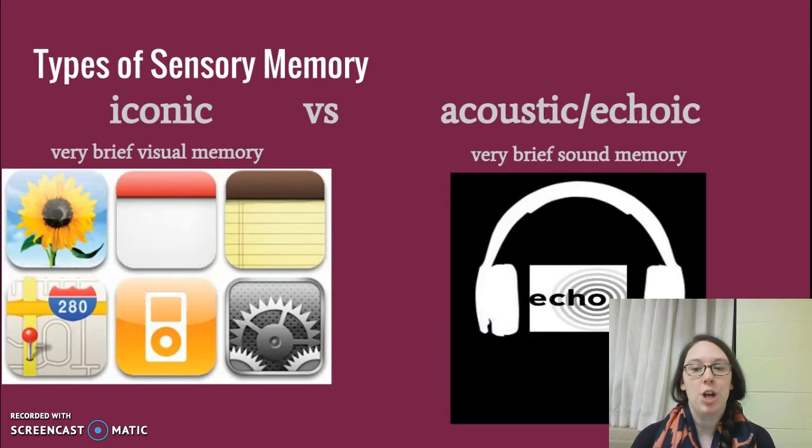Since Sperling's research, we found that we have a couple of different types of sensory memory. We probably have them for all of our different senses, but the ones that have been studied in the most detail are visual-based and sound-based. Sperling studied this iconic or very brief visual memory, but we also now know we have something known as acoustic, sometimes in some textbooks known as echoic memory. And what's interesting is our brief recall for acoustic information is actually a little lengthier than iconic. Iconic is anywhere from 1 to 2 seconds. Acoustic, echoic goes a couple more.